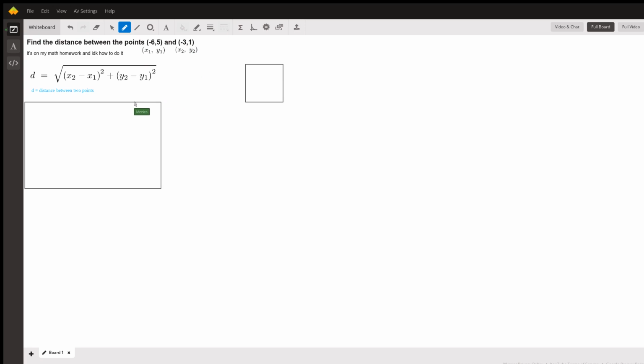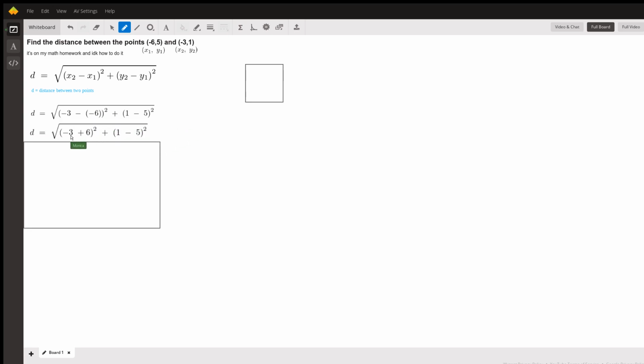So plugging those numbers into this formula here, we get this problem. d is equal to the square root of (-3 minus -6) squared plus (1 minus 5) squared. So we remember that when we subtract a negative, it's really like adding a positive. So we get (-3 plus 6) squared plus (1 minus 5) squared.